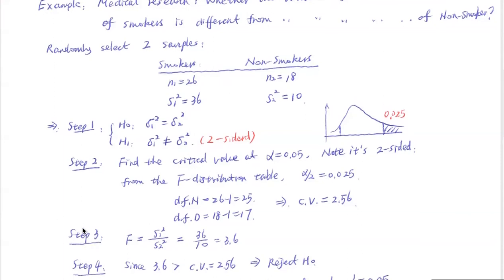Step number 2, we always do the calculation first. Everybody, I want you to follow the same order. I don't want you to get confused, right? So the F calculation for the F test is very straightforward. It's equal to S1 squared divided by S2 squared. That's easy. S1 squared is the group of smokers, 36, divided by the group of non-smokers, which is 10. So we got 36 divided by 10, which is 3.6. That's the F statistic. From the calculation, we got that. Very easy, everybody, right?